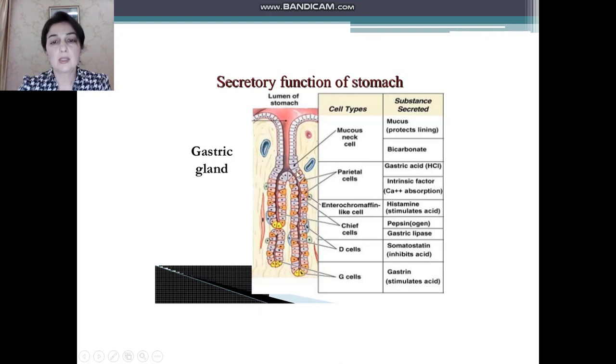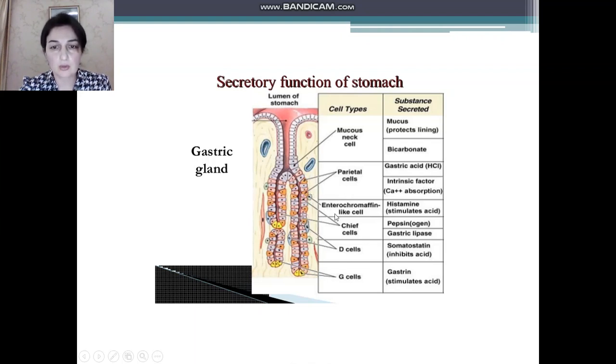And then we go to the next type, the parietal cells. Parietal cells are the largest pyramidal to ovoid shaped cells, which are mainly present at the base and in the body of the gland. These are cells which produce gastric acid, hydrochloric acid, and intrinsic factor. Now we will look at how this hydrochloric acid is produced.